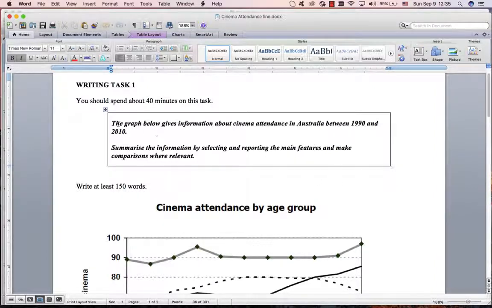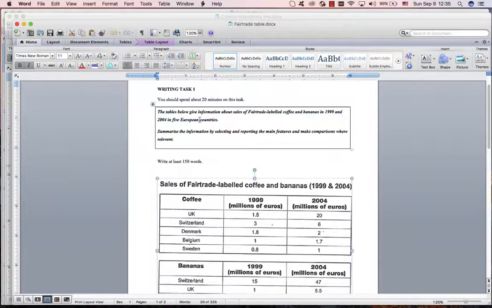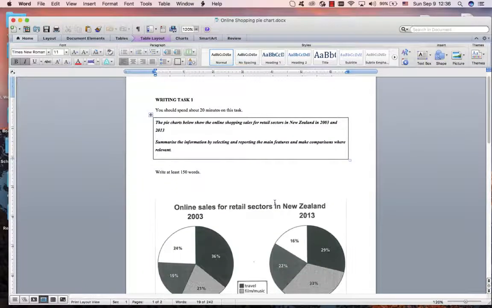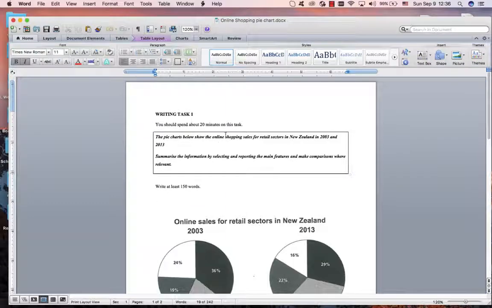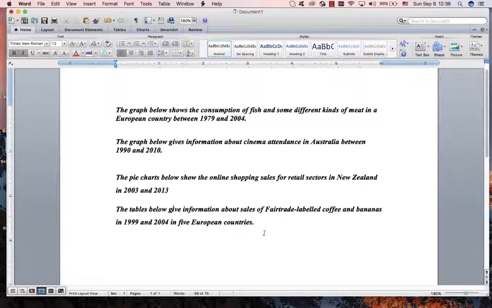So that's one. I've copied and pasted that one. There's another one. This is of a table. I've copied and pasted that. Here's a pie chart we're going to look at. Don't worry, you don't have to read it. I've copied and pasted it into another document. And then we'll also look at our beef, chicken, fish one that we did. Okay, so I just took those 4 and then copied and pasted them into this document.